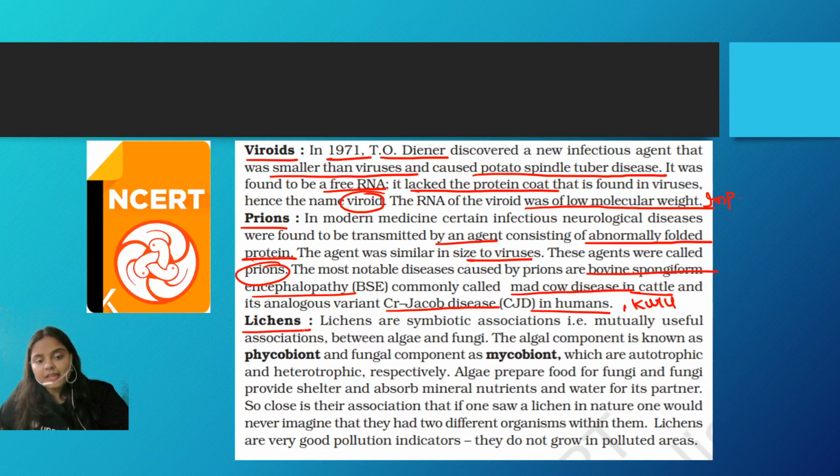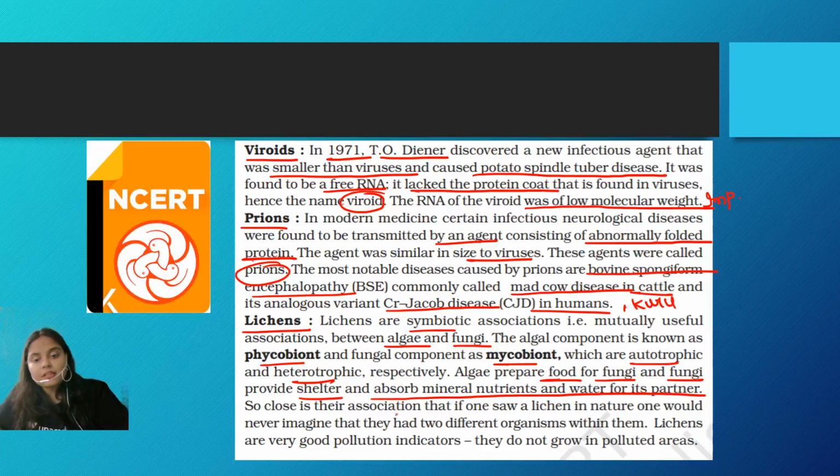Now, talking about the lichens. So, lichens are symbiotic associations, that is mutually useful associations, between the algae and the fungi. The algal component is known as the phycobiont and the fungal component is known as the mycobiont, which are autotrophic and heterotrophic, respectively. Algae prepare food for fungi and fungi provide shelter and absorb mineral nutrients and water for its partner. So close is their association that if one saw a lichen in nature, one would never imagine that they had two different organisms within them. That is, the structure does not seem like this is the algal part or this is the fungal part.